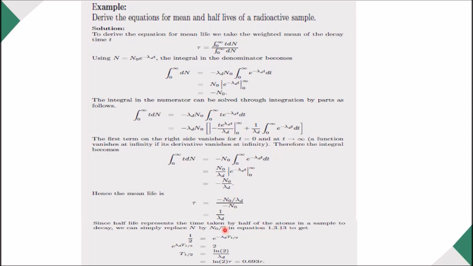Since the half-life represents the time taken by half of the atoms in the sample to decay, we can simply replace N by N0 by 2. So we get 1 by 2 equal to e raised to minus lambda_d t half, then e raised to lambda_d t half equal to 2. From that you get t half is equal to ln2 by lambda_d, which is ln2 times tau, equal to 0.693 tau. You can try this on your own. This is how to derive the mean life and half-life of a radioactive nuclide.